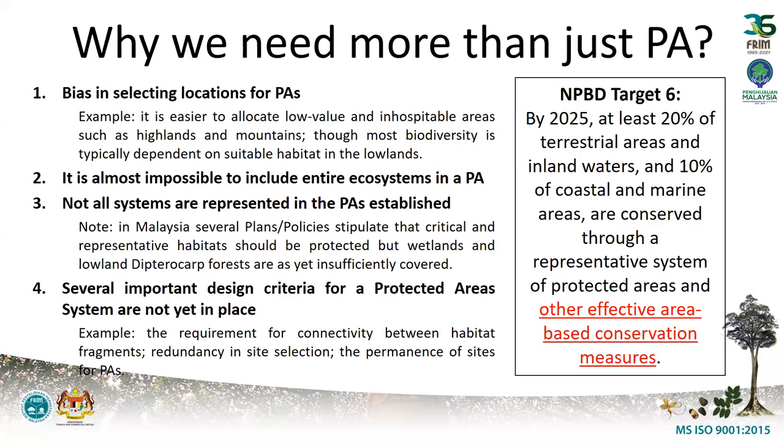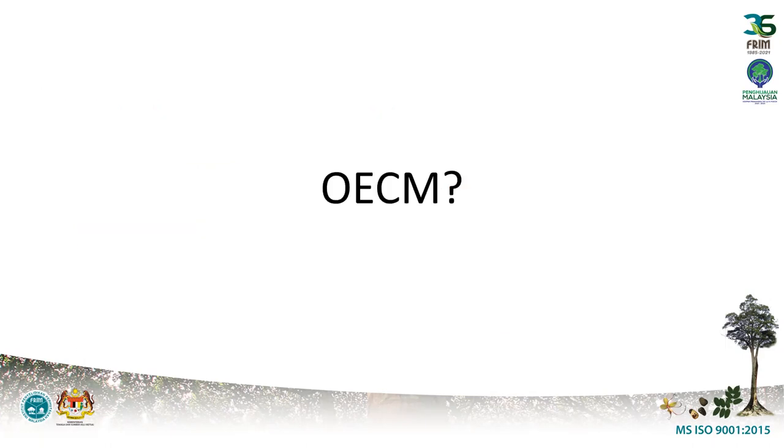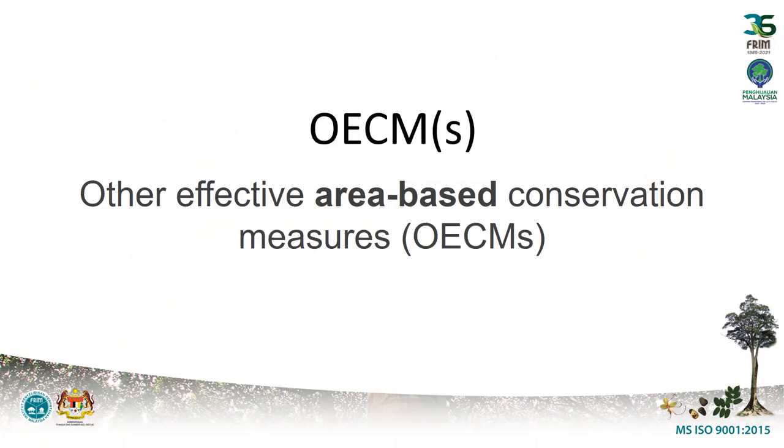Jadi National Policy on Biological Diversity, Dasar Kepelbagaian Biologi Kebangsaan, telah menetapkan dalam target 6, by 2025 at least 20% terrestrial area and inland waters and 10% of coastal and marine areas are conserved through a representative system of protected area, tak kisahlah daripada 6 management kategori tadi, ataupun other effective area-based conservation measures. Inilah yang dinamakan sebagai OECM. Mungkin tuan-tuan nak catit, mungkin keluar nanti daripada soalan Kahoot ke soalan kuis ke. So selain daripada PA, kita ada OECM ni.